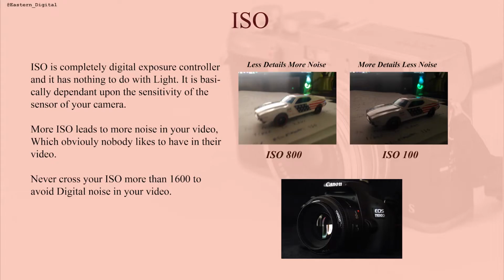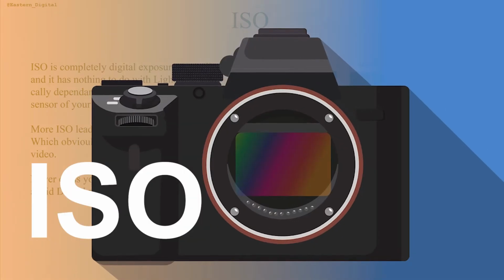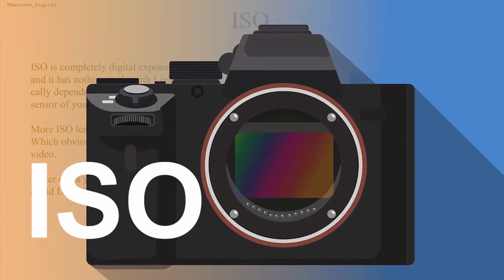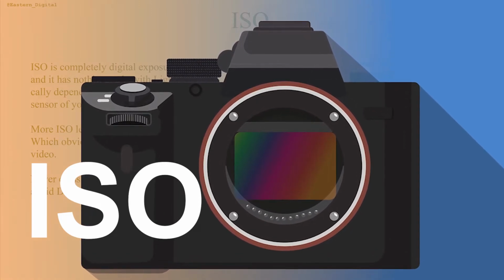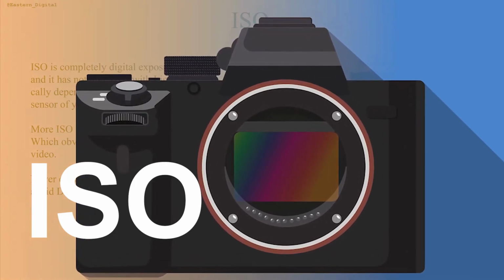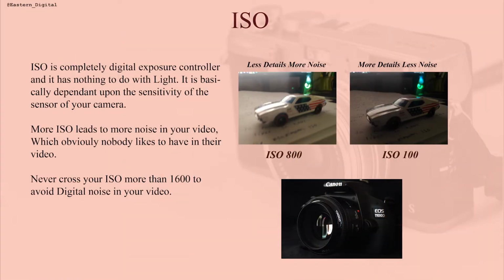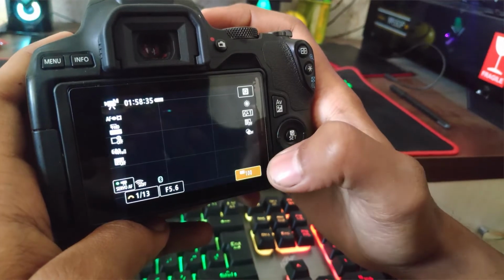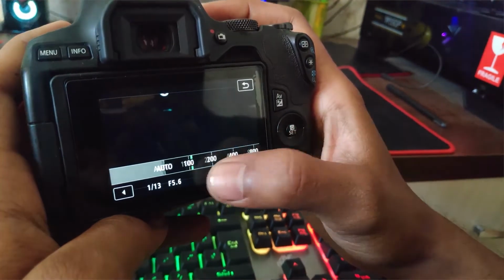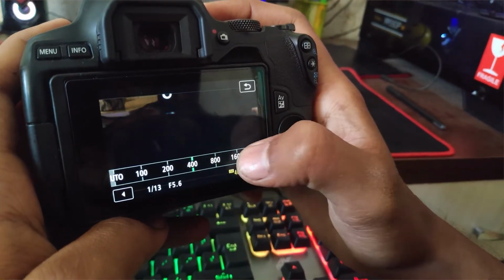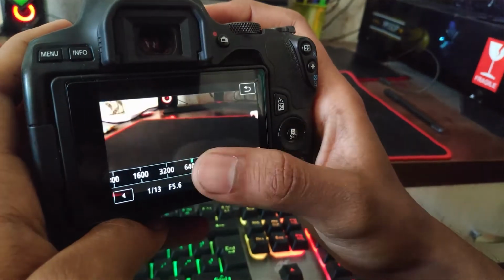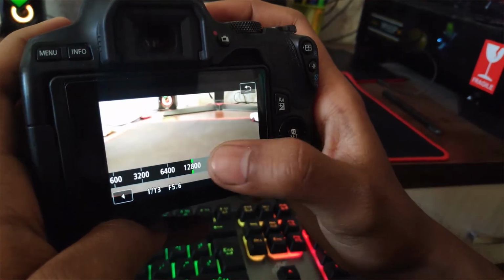Hi everyone, in this video we are going to learn about ISO as an exposure control. ISO is an exposure control which basically has nothing to do with your light, but is completely dependent upon the sensitivity of your camera. ISO is a complete digital exposure control. Its value generally ranges from 100 to 6400, and on some high-end DSLRs it's more.